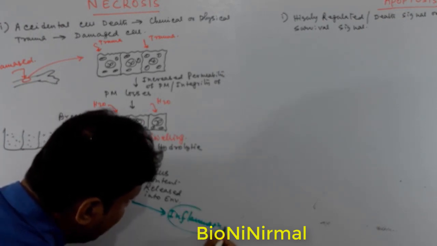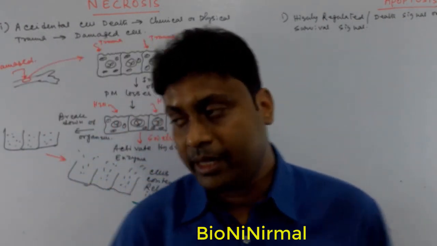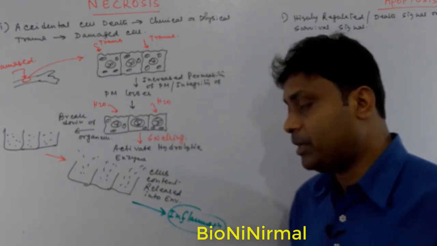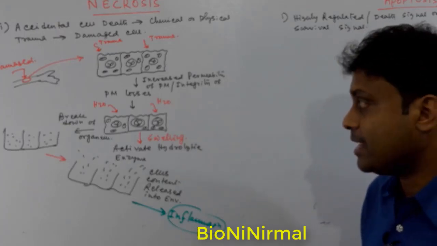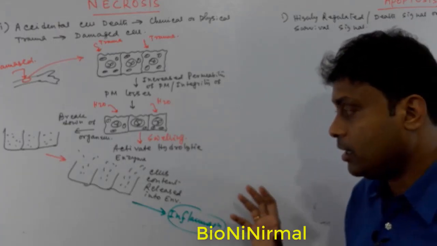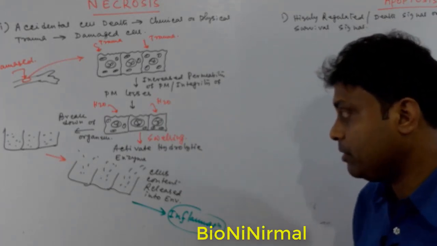You know that inflammation is a type of innate immunological barrier, and various symptoms can appear during inflammation: redness, swelling, and also margination of the WBCs. So these characteristics can be seen during inflammation.